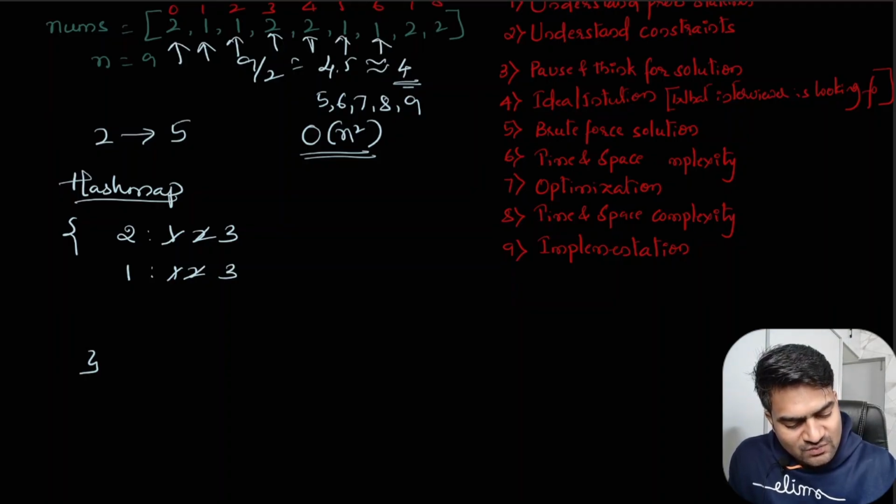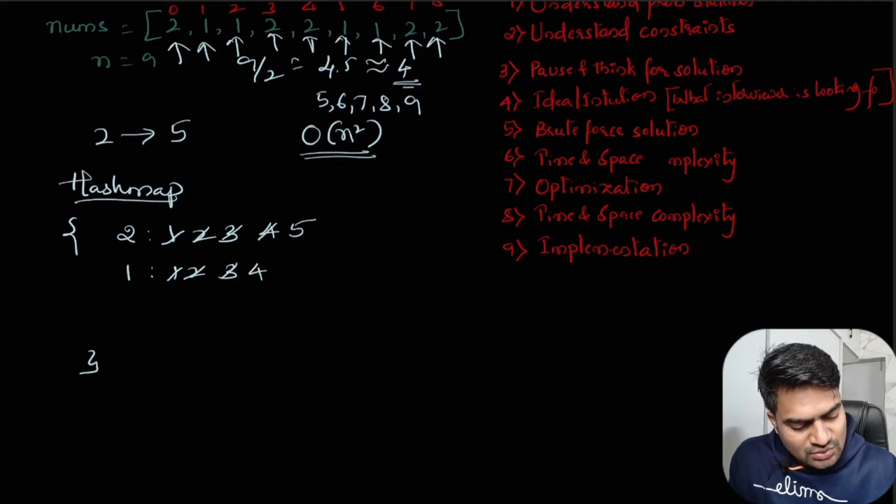Next number is again 1, so its count becomes 4. Next number is 2, so 2's count becomes 4. Next, again one more number, which is 4, so its count becomes 5. So 2 appears 5 times, 1 appears 4 times.